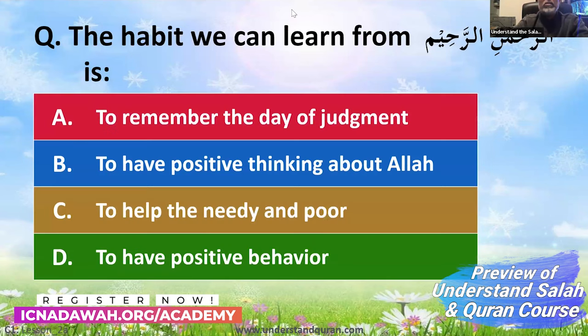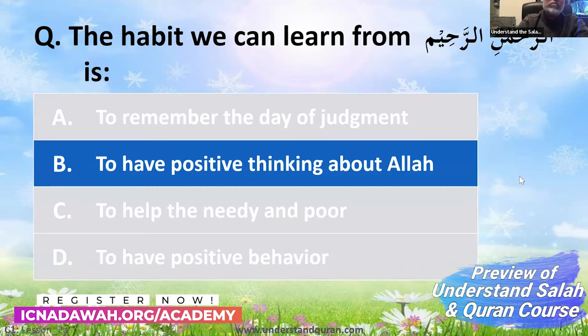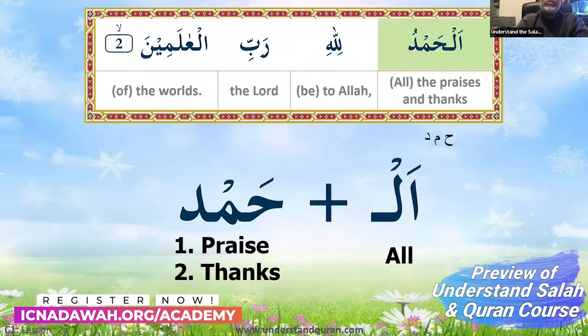I would say some of the habits we can learn from Ar-Rahman Ar-Rahim, as I said, well, let me ask you, I will launch the poll and see. I hope you remember, you read the answer. To remember the day of judgment, A; to have positive thinking about Allah, B; to help the needy and poor, C; to have positive behavior, D. What is the most relevant answer? Three, two, one. Okay, the most relevant answer is to have positive thinking about Allah. I will go to the next verse.